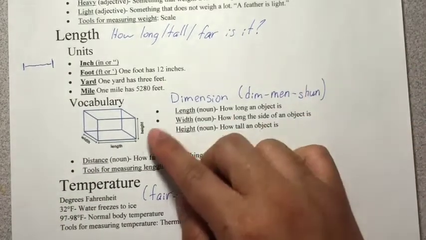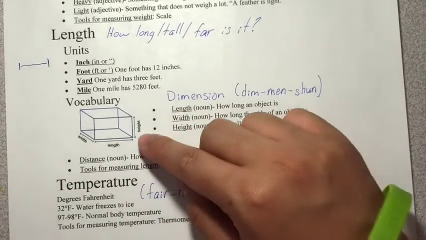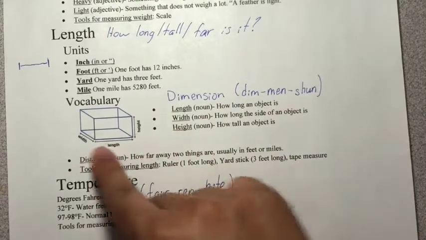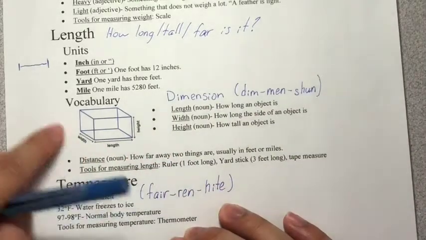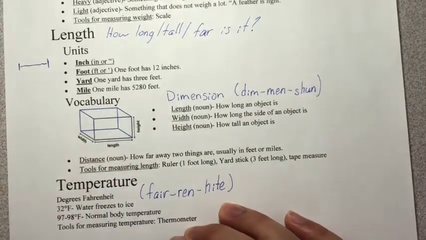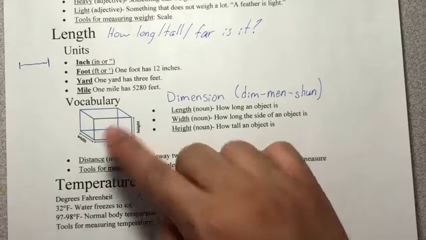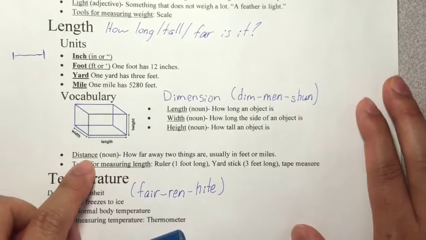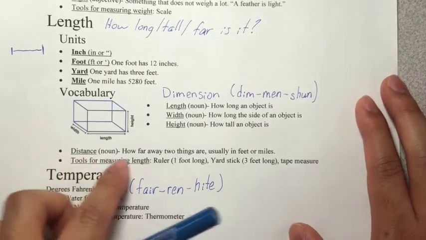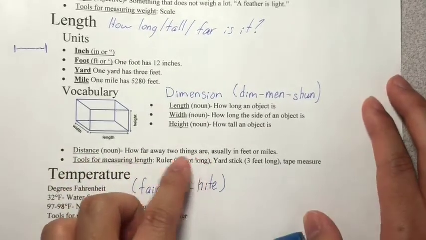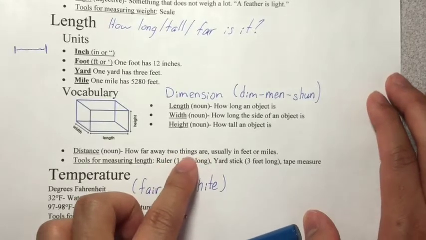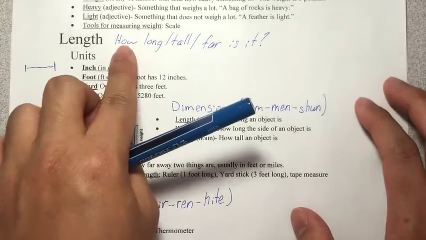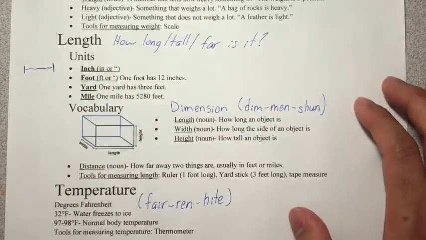So let's say the dimensions of this box are 2 inches high, 4 inches long, and 3 inches wide. That's the dimensions of this box. We use distance for measuring how far away two things are, the distance between two things. We usually use feet or inches, and we ask, how far is it?